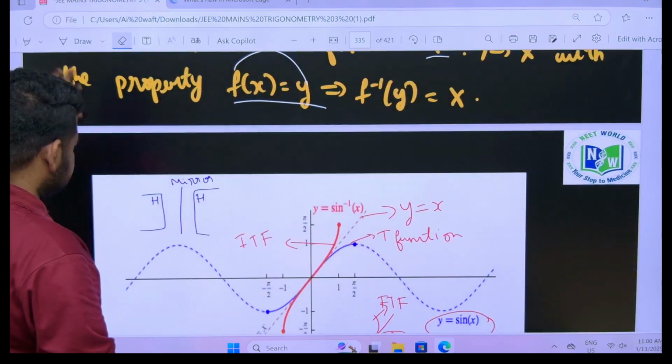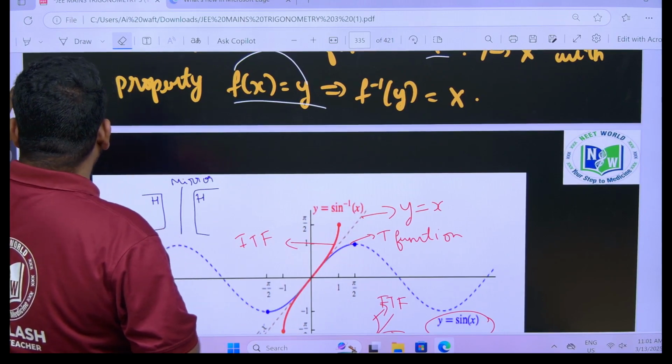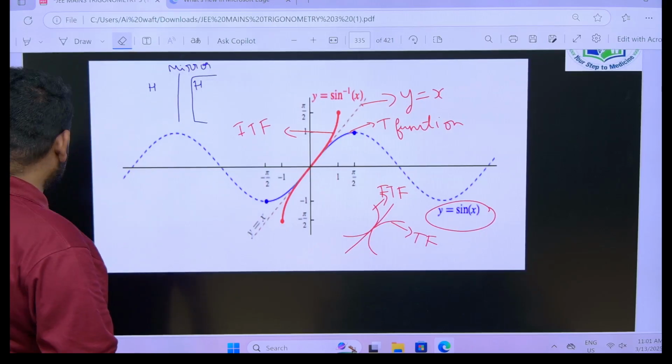You should understand that trigonometric functions and inverse trigonometric functions are mirror images of each other. That is the most important thing you have to remember. That will help us solve a lot of questions.